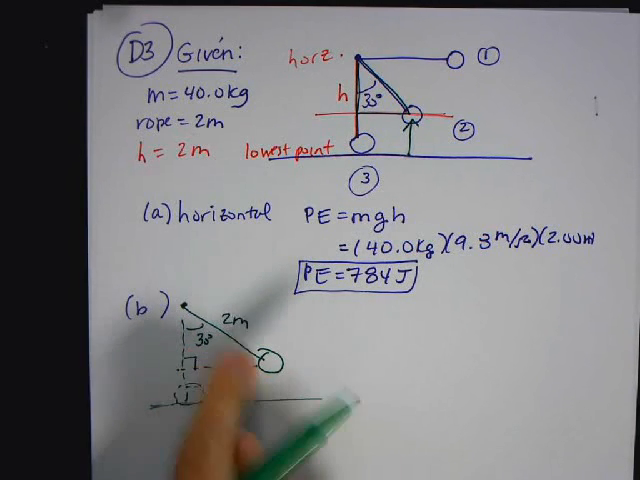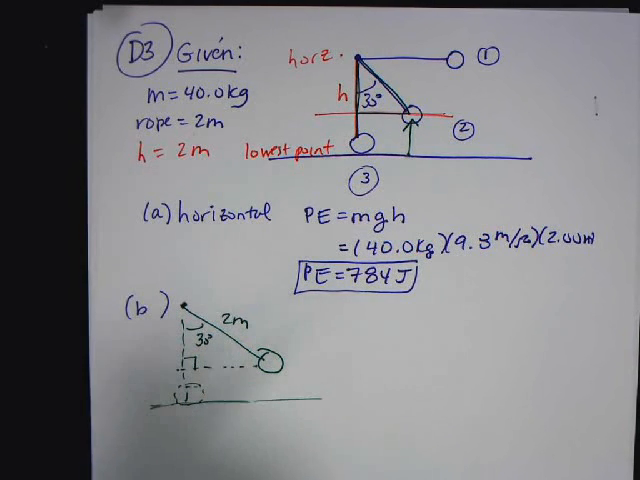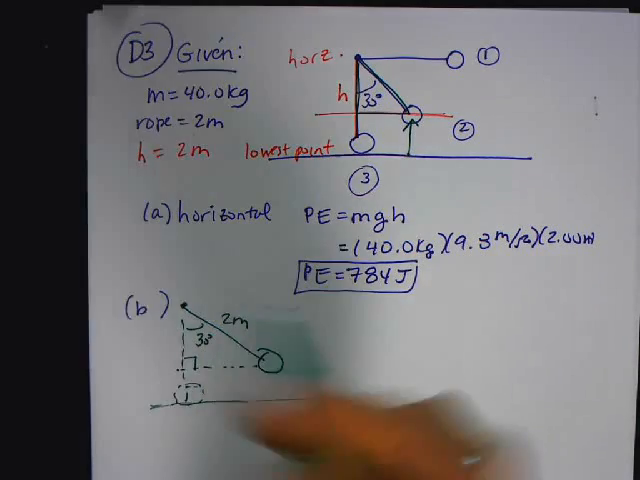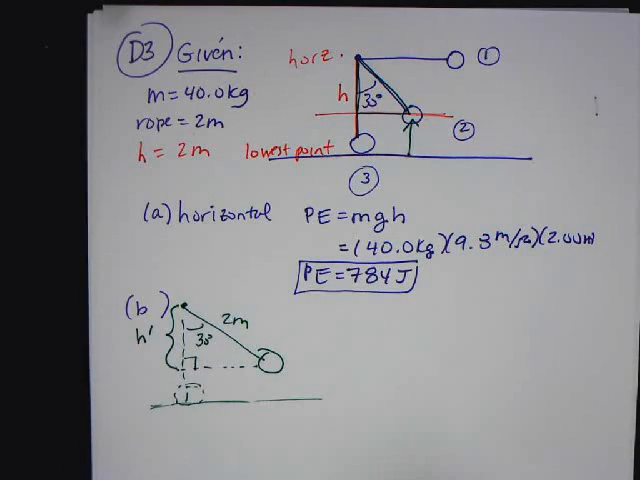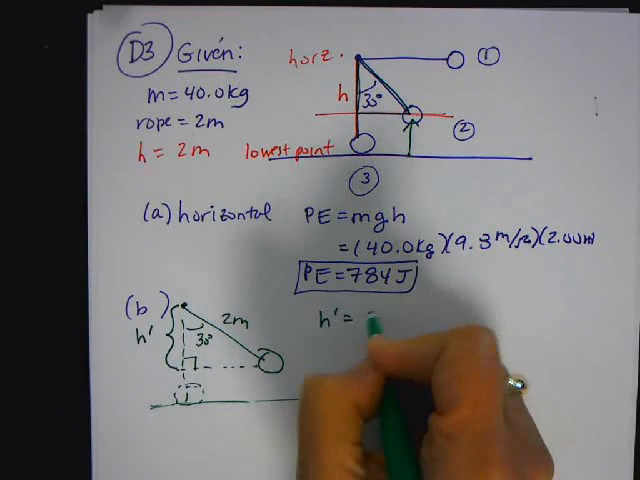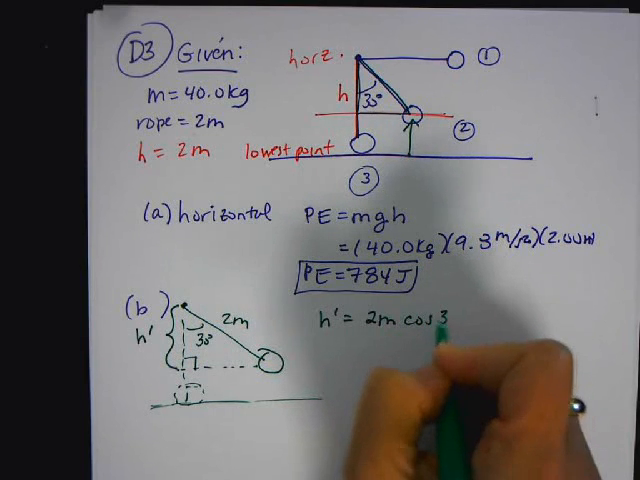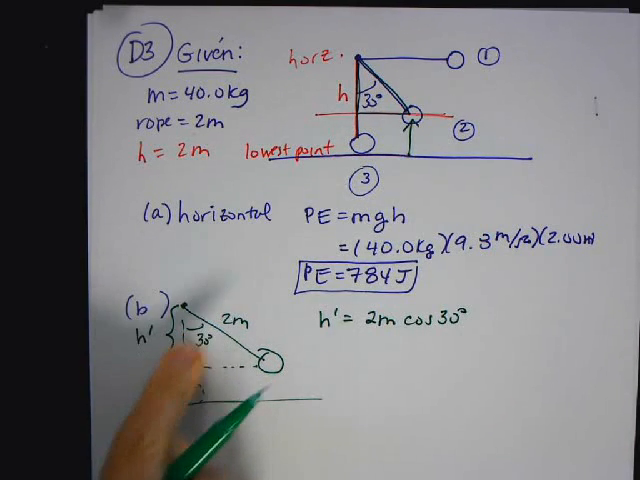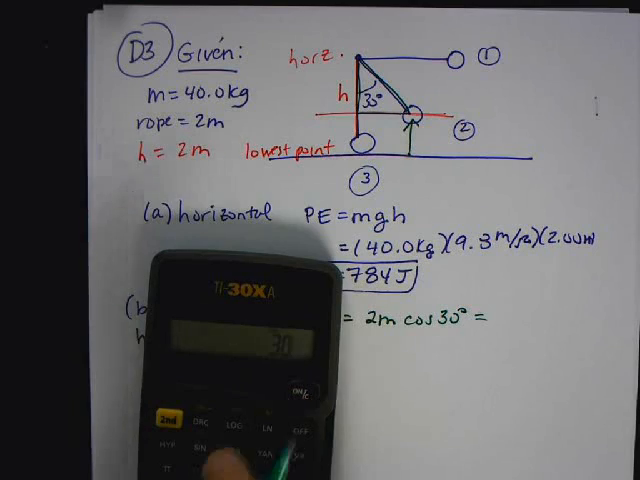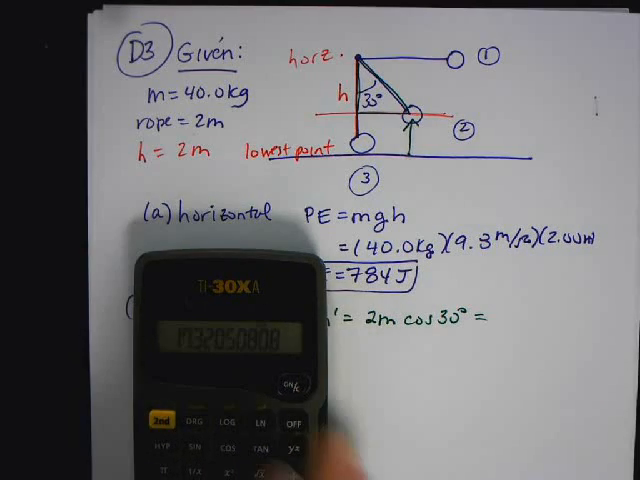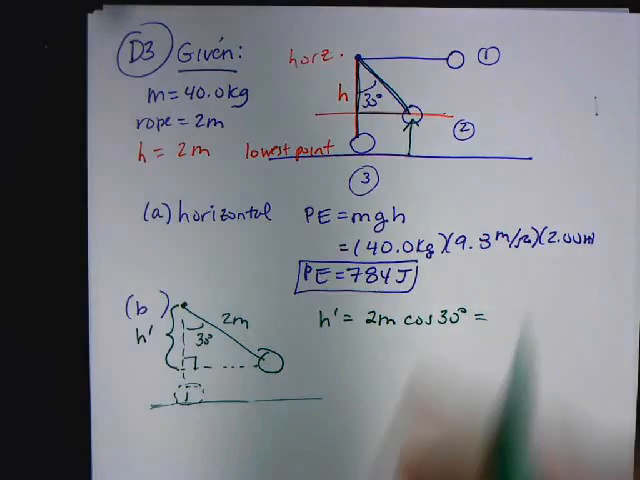This is obviously a 30, 60, 90 right triangle. If this is 2 meters, can I find the length of the other two sides? Yeah, I can. So let's say I want to find this side of the triangle. I'll call this H prime. So H prime is equal to 2 meters times the cosine of 30 degrees, because this is adjacent to the 30-degree angle. If I do that on my calculator, 30 cosine times 2 is 1.73 meters.